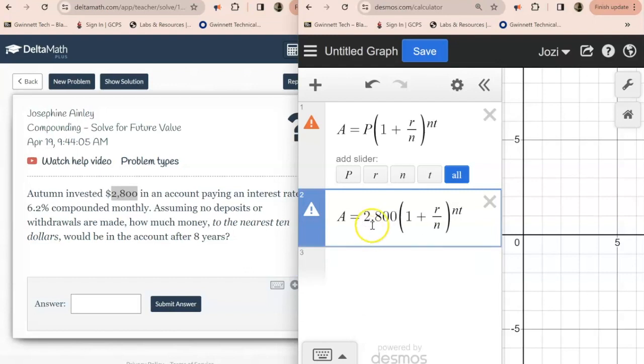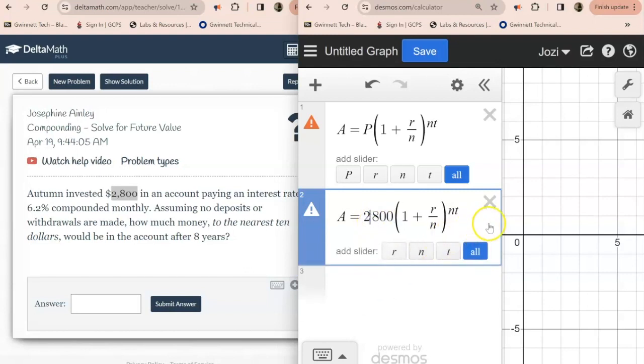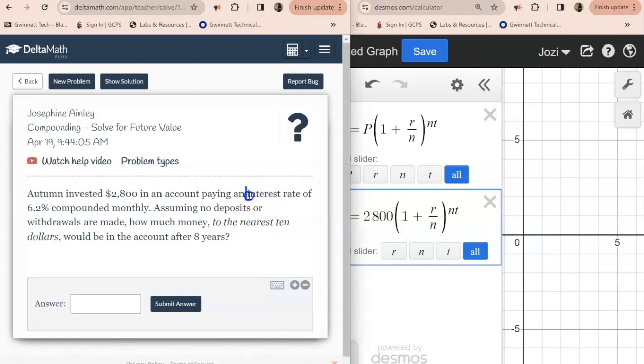She put my initial amount into the bank. Get rid of the comma. All right, paying an interest rate. So here's the interest rate, which is R, of 6.2.